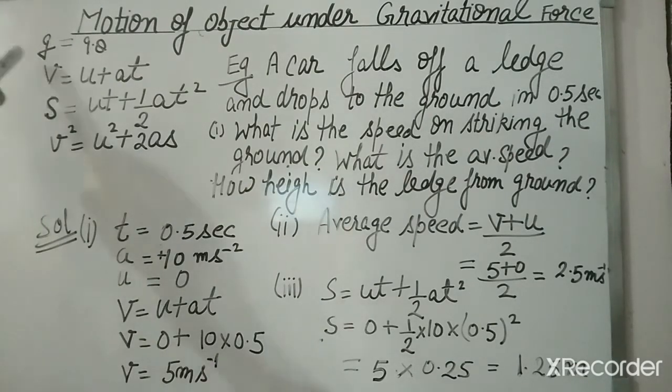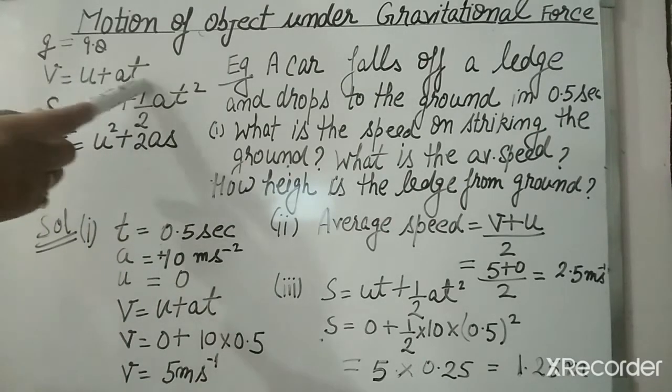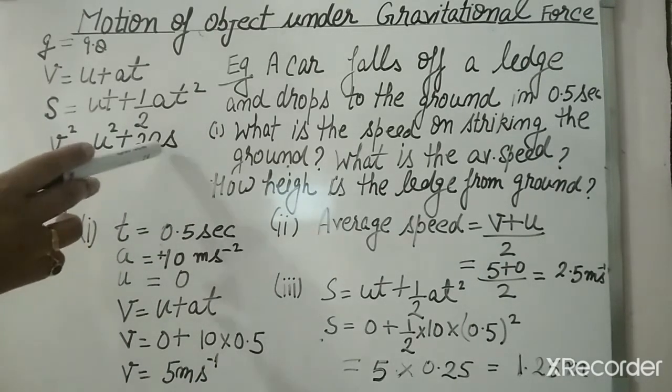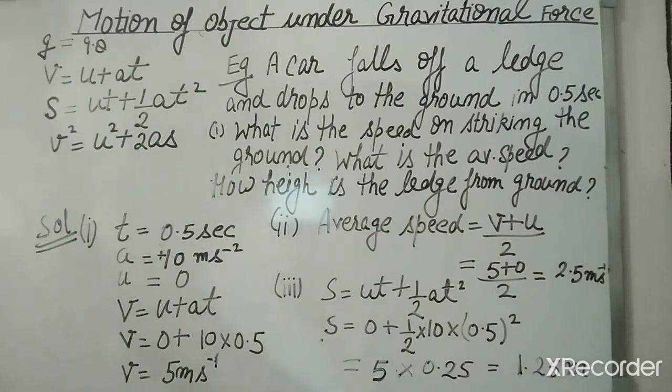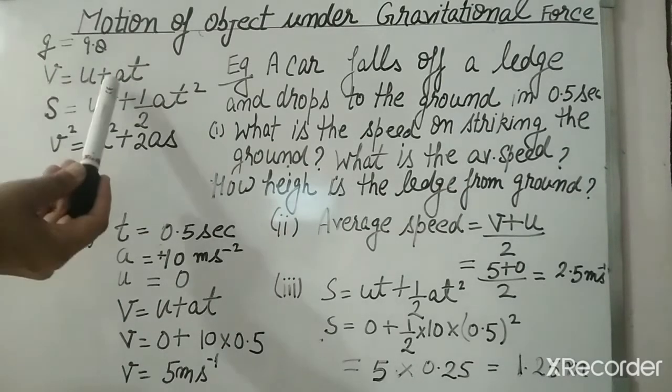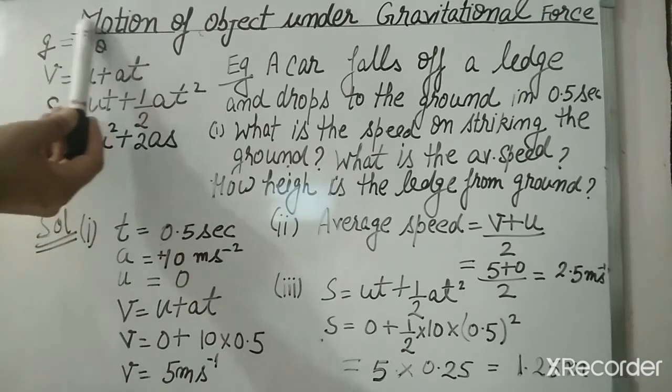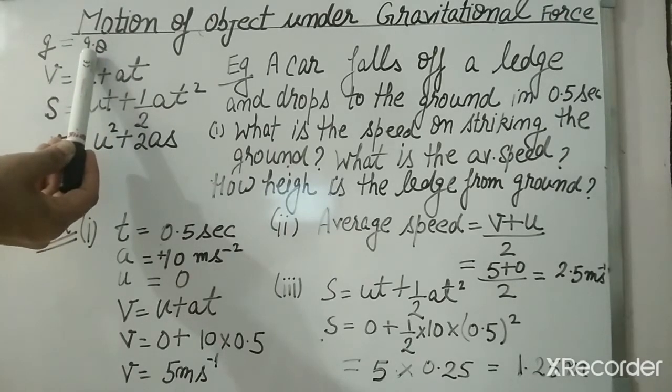So the equations of motion which we discussed in the previous chapter, that is v equals u plus at, s equals ut plus half at square, and v square equals u square plus 2as, are all valid for acceleration due to gravity also. Means here in place of a we can put the value of g, right?